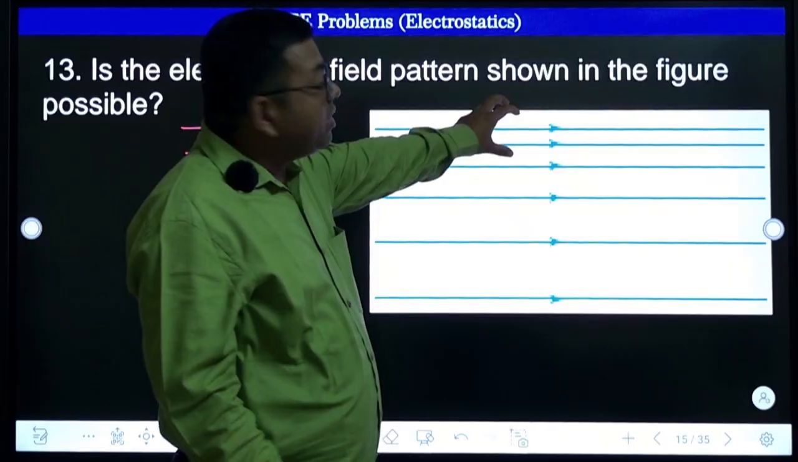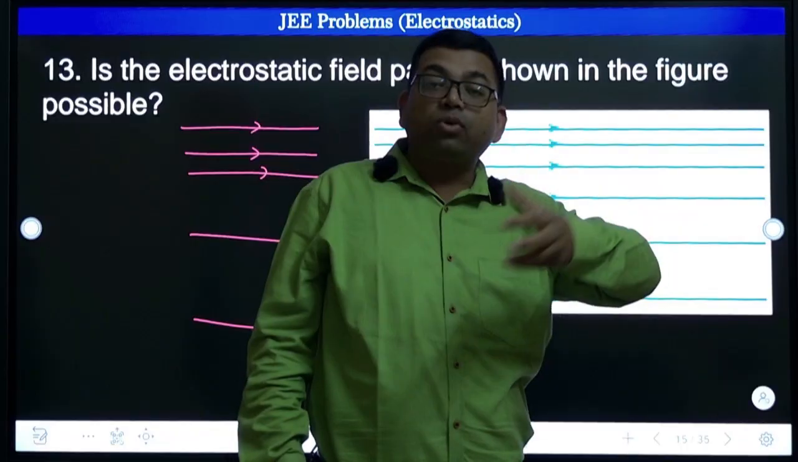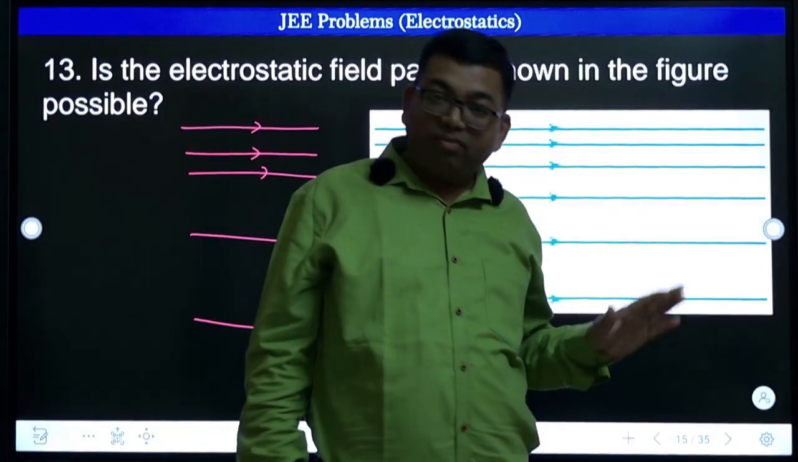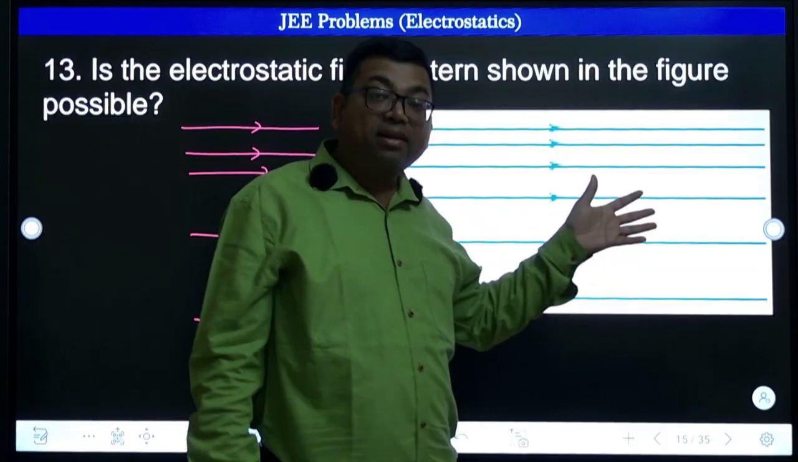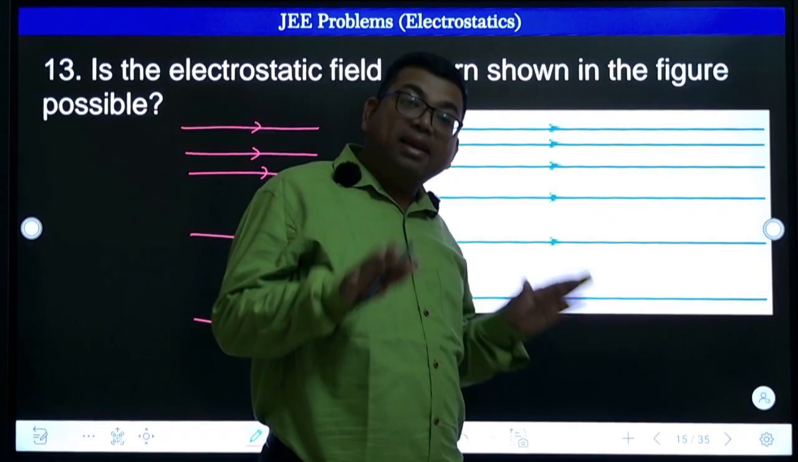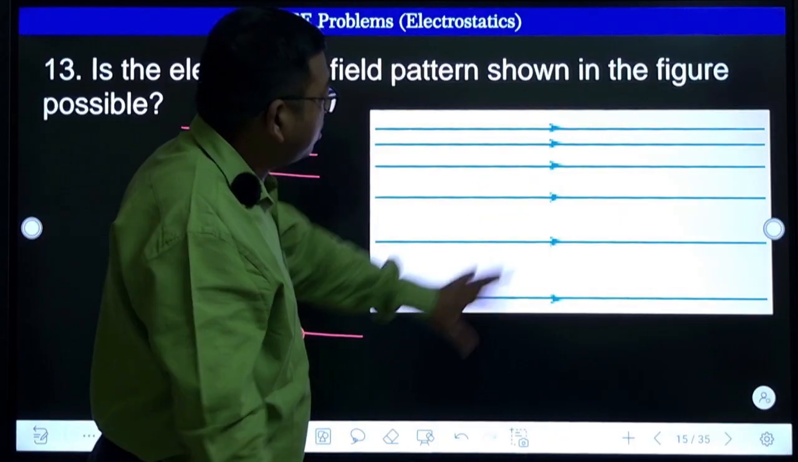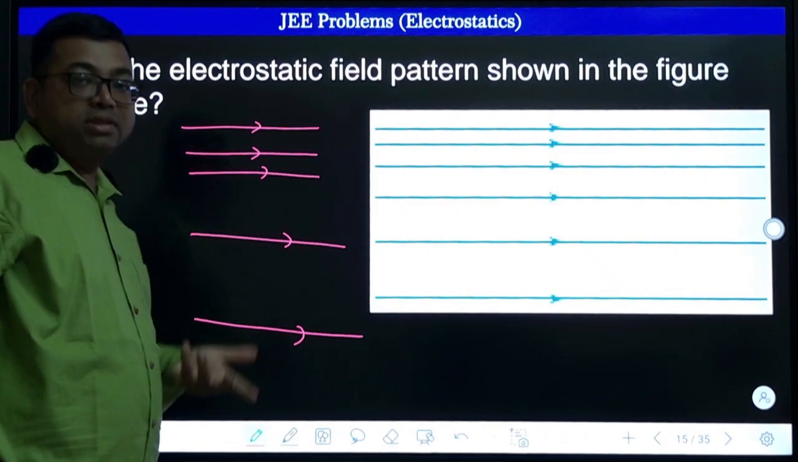So wherever field lines are closer, their field strength is more. Wherever field lines are farther, their field strength is less. So definitely, of course the lines are parallel, but the field is not uniform. Uniform field means parallel lines with equal distances. Right here distances are not equal. So the question is: is it possible or not?